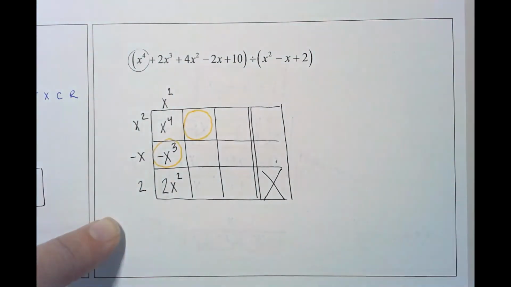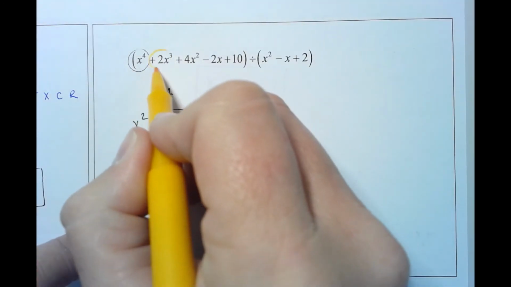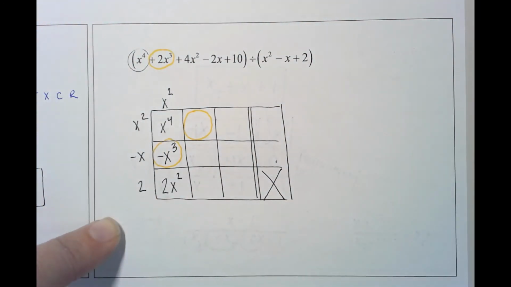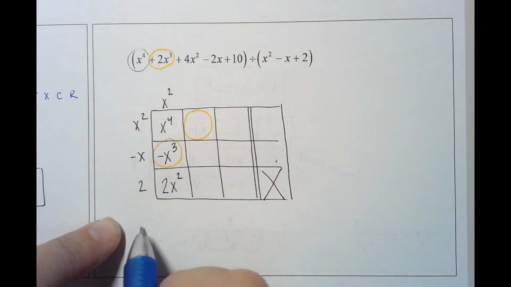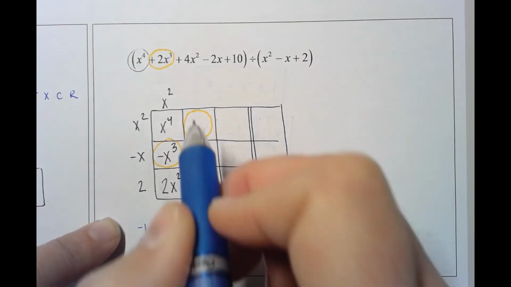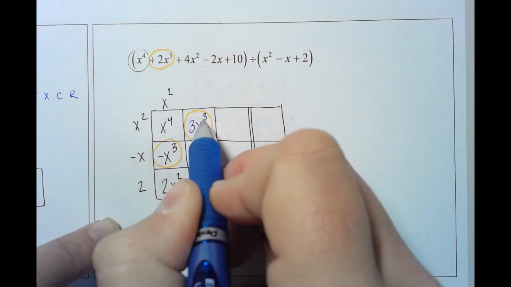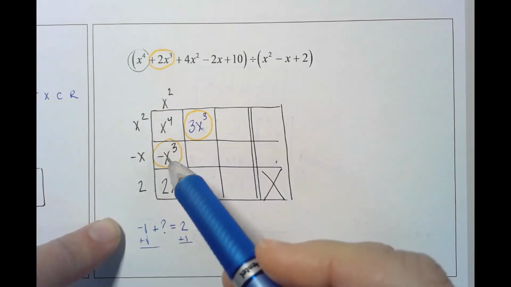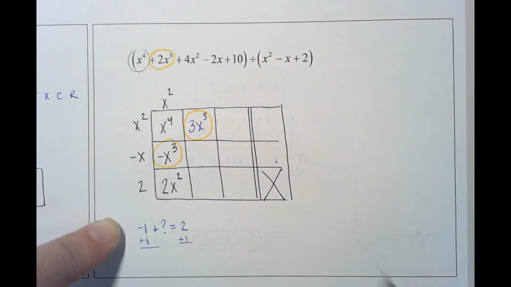I need 2x cubed. Right now I have negative 1. So negative 1 plus what gives me a positive 2? And that's a 3, isn't it? So I need a 3x cubed. And do a quick check. Add those together. And then start over.